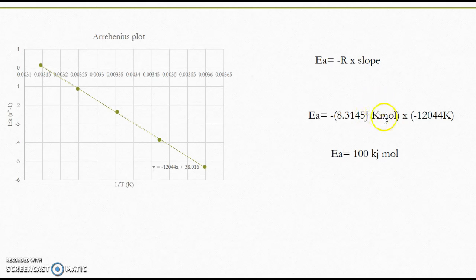Once we have converted the gas constant into kilojoules, we can simply multiply it by our slope, which was negative 12,044. Don't forget your negatives. Ultimately, you will get an activation energy of 100 kilojoules per mole for this reaction.